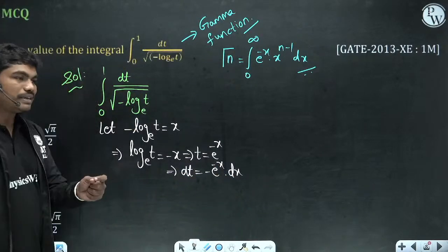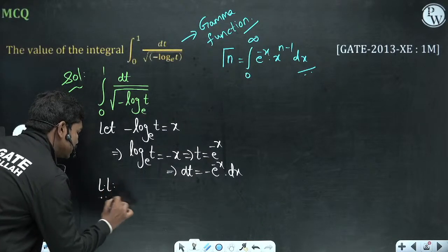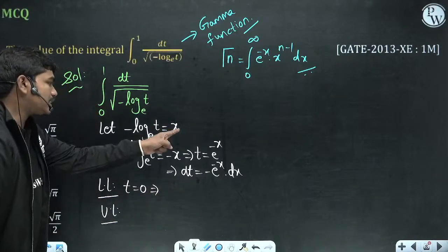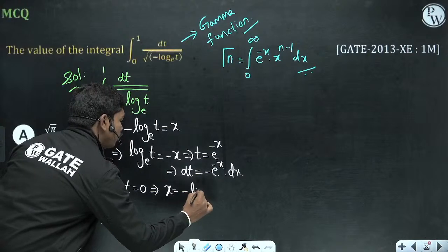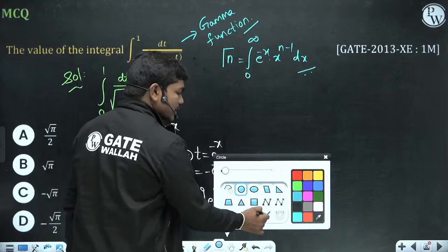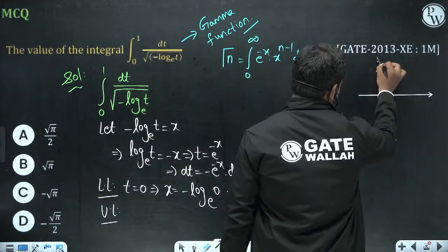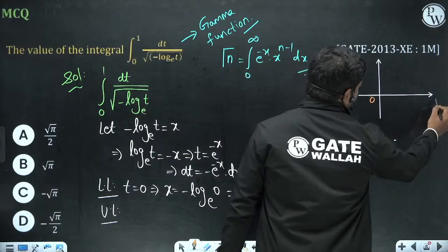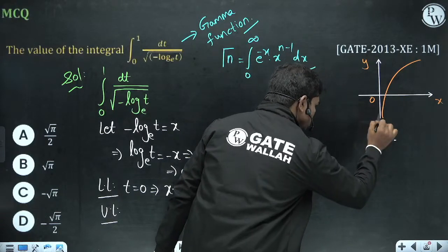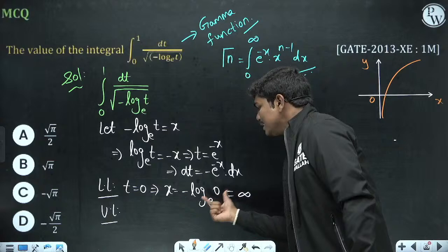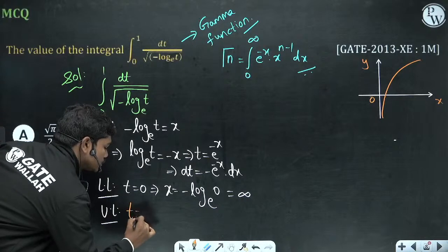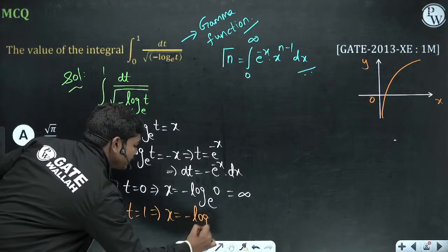Okay, then lower limits and upper limits. Lower limit और upper limit ये दोनों कैसे चेंज होते हैं? Lower limit is t is equal to 0. So this implies x is equal to minus log t to the base e. So x is equal to minus log 0 to the base e. So this value is infinity. क्योंकि why this value is infinity? Because अगर आपने log x का ग्राफ बनाया तो when x is tending to 0, this log x function goes to minus infinity. इसलिए ये value minus infinity. So minus of minus infinity gives you plus infinity. Okay, then upper limit क्या है? t is equal to 1. So x is equal to minus log t to the base e. log 1 is 0.